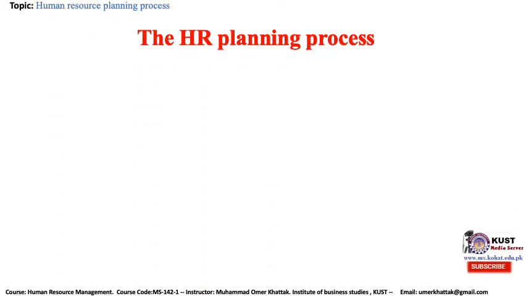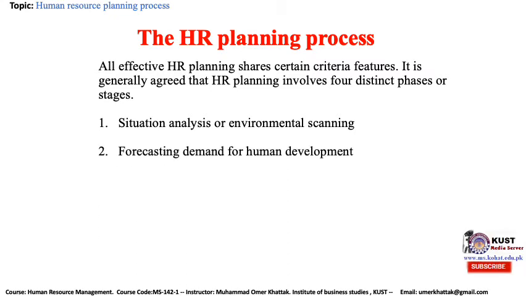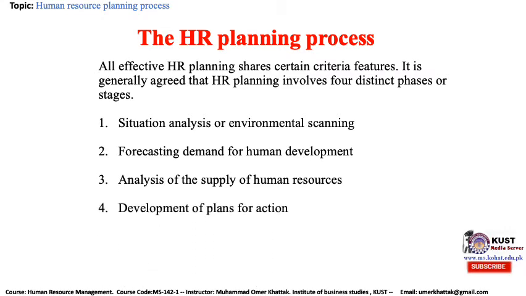The human resource planning process. All effective human resource planning shares certain criteria features. It is generally agreed that HR planning involves 4 distinct phases or stages. Number 1, situation analysis or environmental scanning. Number 2, forecasting demand for human resources. Number 3, analysis of the supply of human resources. And number 4, development of plans for action.